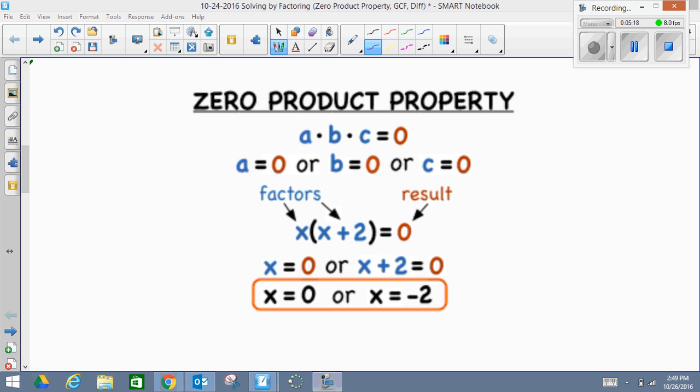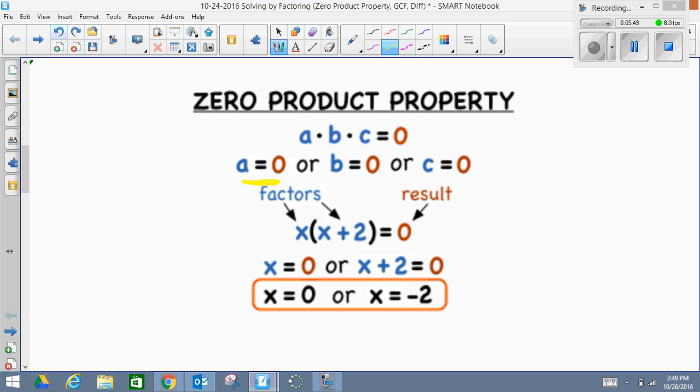Basically, you have 3 terms right here. You got one term, A, B times C, 3 terms. And they're saying that that equals 0. So that means that every single factor, A is a factor, B is a factor, and C is a factor, because all of them are multiplying each other. And when they're multiplying, now they're called factors.